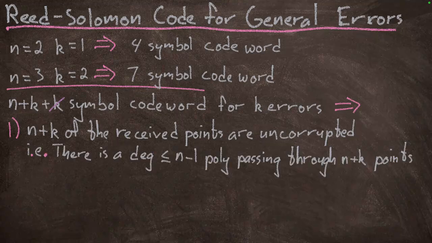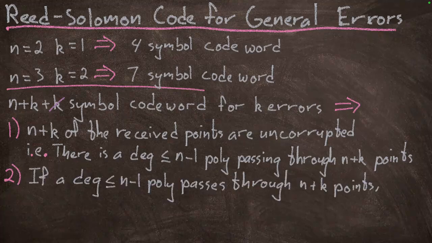And one corollary to that is that there's a degree n minus 1 polynomial passing through those n plus k points. That's what the Reed-Solomon code is. It's a degree n minus 1 polynomial. And if we received n plus k uncorrupted points, that means the Reed-Solomon code polynomial passed through n plus k of those points. So we know that there is a degree n minus 1 polynomial passing through those n plus k points. That's just something we know from using n plus 2k points.